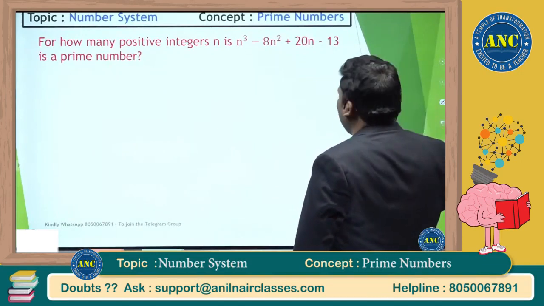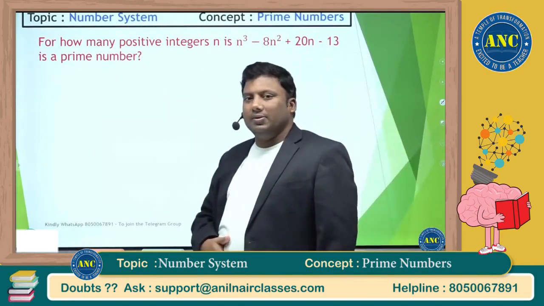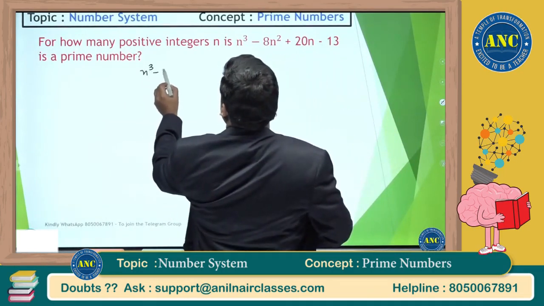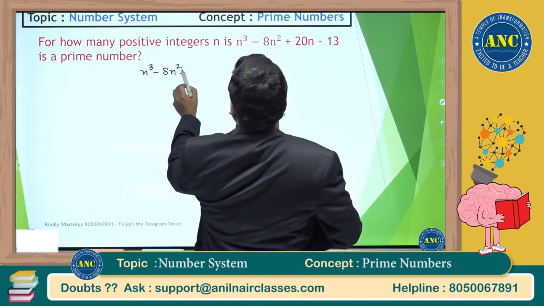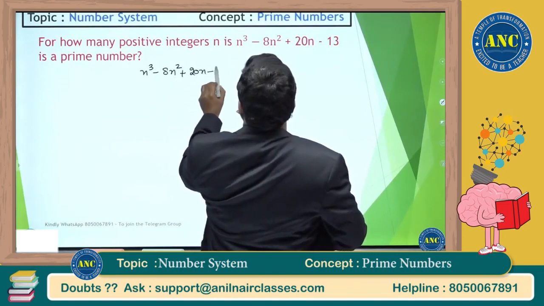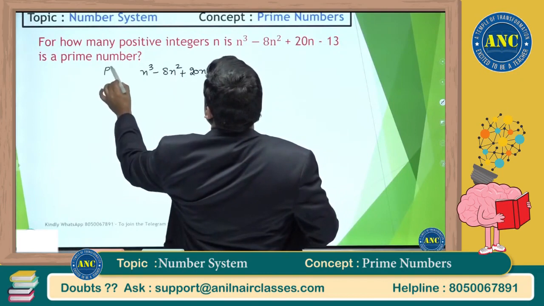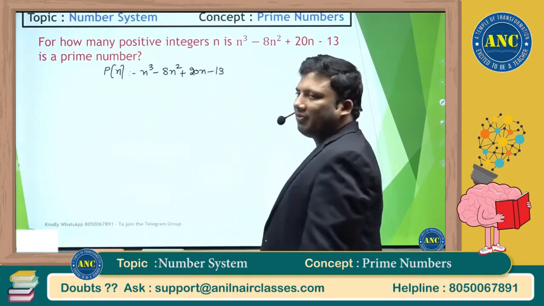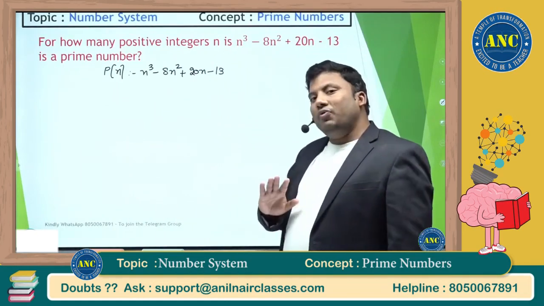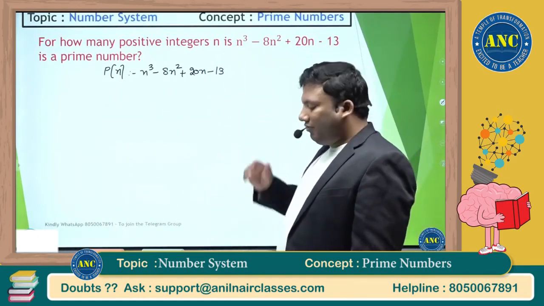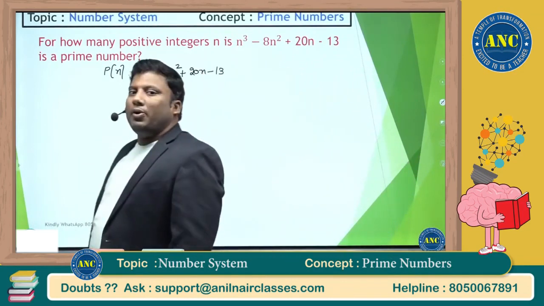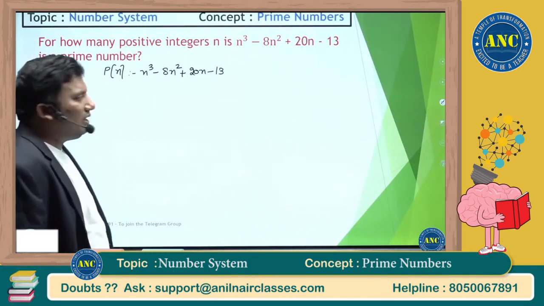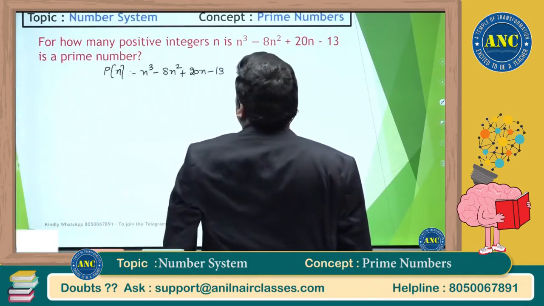Another one. Sir, what if it is not quadratic? It is a cubic. If it is a cubic, see here, n cube minus 8n square plus 20n minus 13. It is a cubic polynomial function of n. Now see, till now we discussed only quadratic. What if it is cubic? For how many positive integers n is n cube minus 8n square plus 20n minus 13 a prime number?